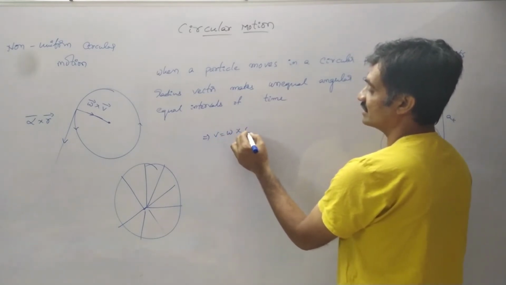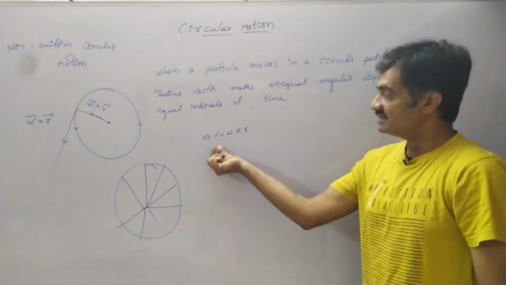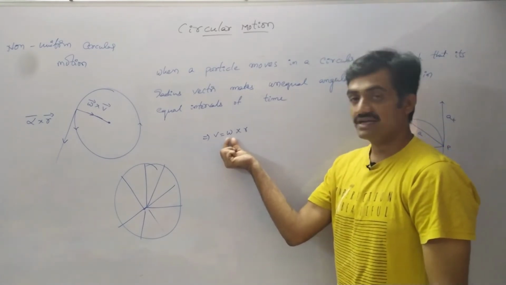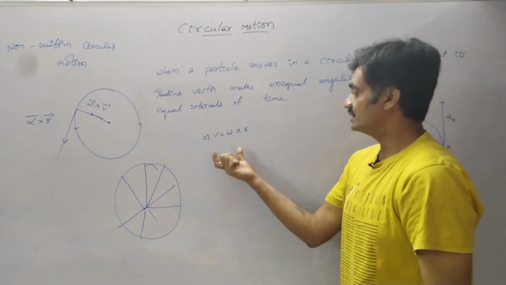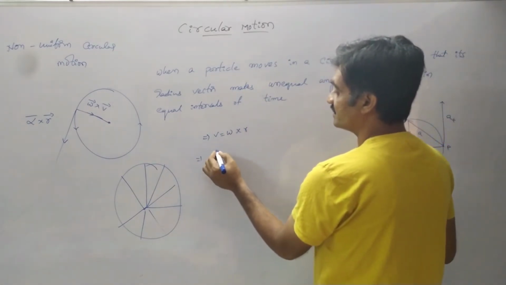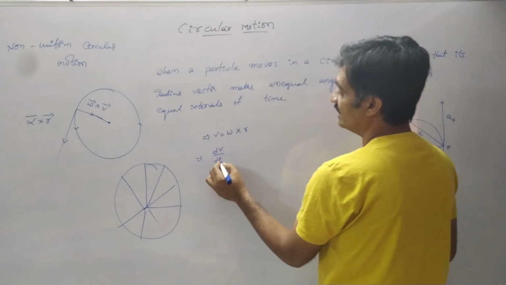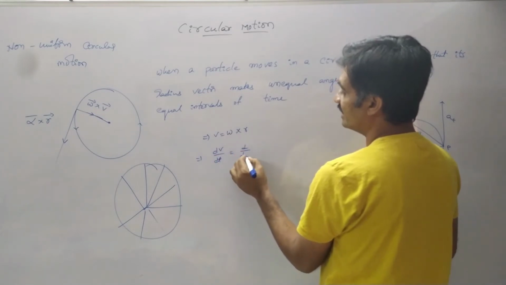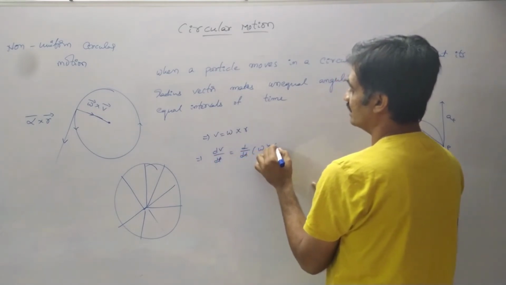In the case of this non-uniform circular motion, it is derived based on the equation v equals omega cross r. Observe that linear velocity equals angular velocity into radius vector. Let us differentiate this equation with respect to time. Then we have dv by dt equals d by dt of omega r.